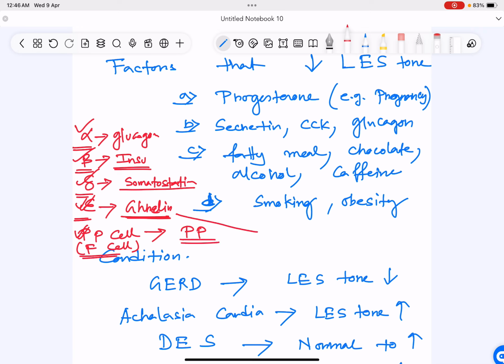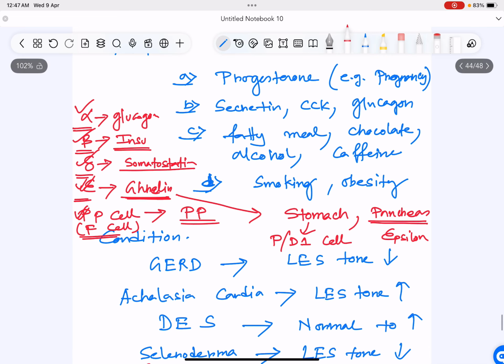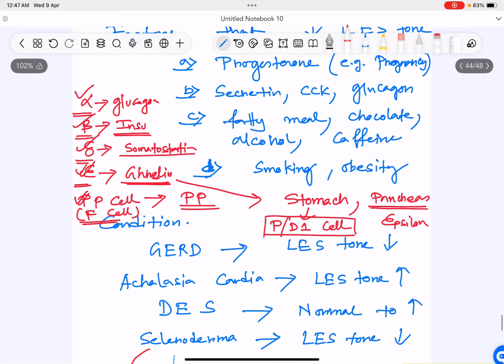Ghrelin has two sources. One source is the stomach, the other source is the pancreas. In the pancreas, in the islet of Langerhans, the epsilon cells produce ghrelin, and in the stomach it is produced by D1 cells. Mainly the cells present in the fundus region of the stomach produce ghrelin. Ghrelin is produced when your stomach is empty.